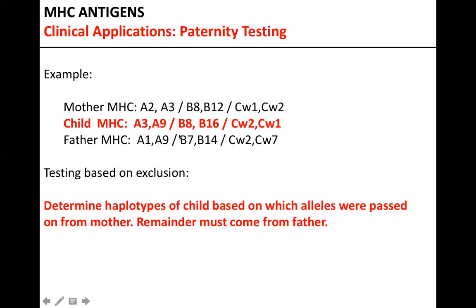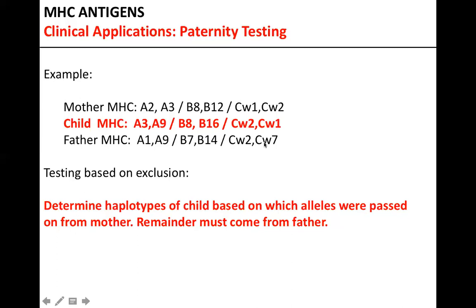Now, whatever the child got from the mother, the balance should come from the father, right? So if the child got A3 from the mom, the A9 should come from the father. Does the father have A9? Yes. The child got B8 from mom. The child also has B16, so B16 should come from the father. Does the father have B16? Oops, look at that. Nope. The father has B7 and B14. Neither of those matches up with the B16 here.